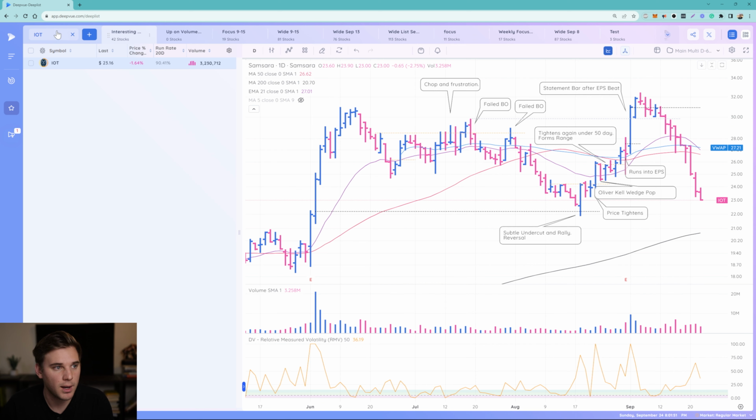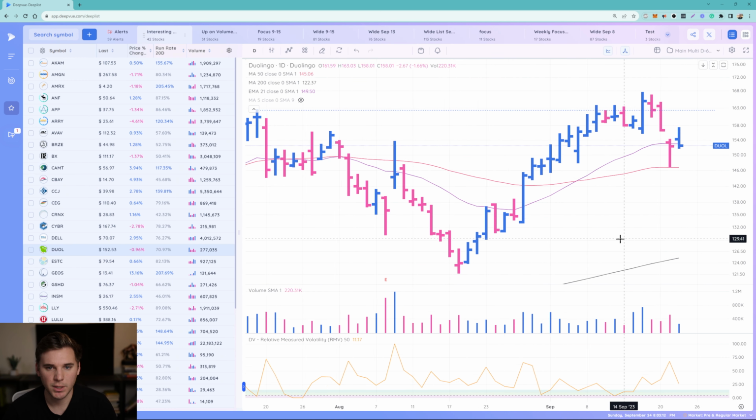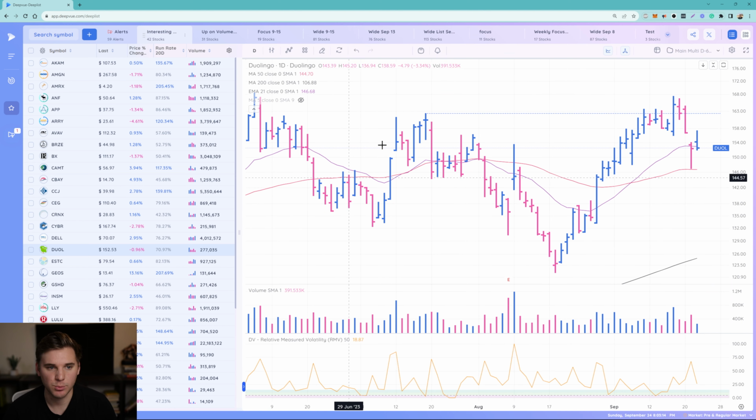So let's go back here to see if there's any other names I really want to highlight. Duolingo, another one that I was watching here, and my chart previously was in extended hours mode. I was testing that out. But just getting choppier, gaps. For me, I trade a lot better when ranges tighten, and there's some rhyme and reason between gap ups, gap downs, and we'll have to see what happens next week if we can get that tightening.